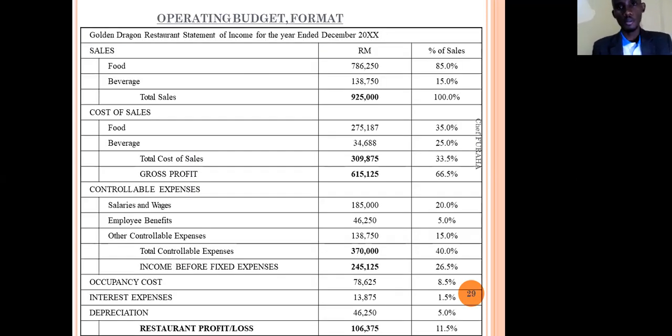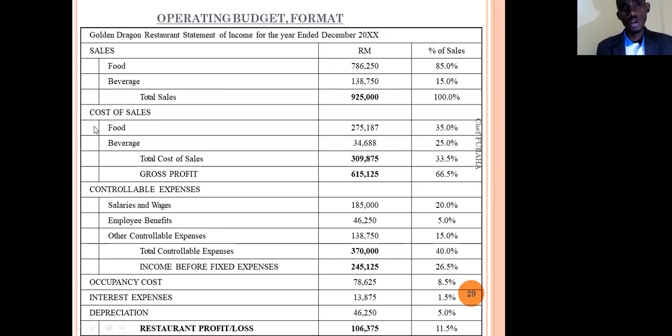This is a sample format of an operating budget. You must forecast total sales. How much total sales are you looking for at the end of a particular period? Food sales, you have targeted to have that amount. Beverage sales, you are targeting to have this amount as sales. Then you get total sales, which is equal to 100%. To get these percentages, you take sales of food times 100, divided by the total sales, and you get these percentages.